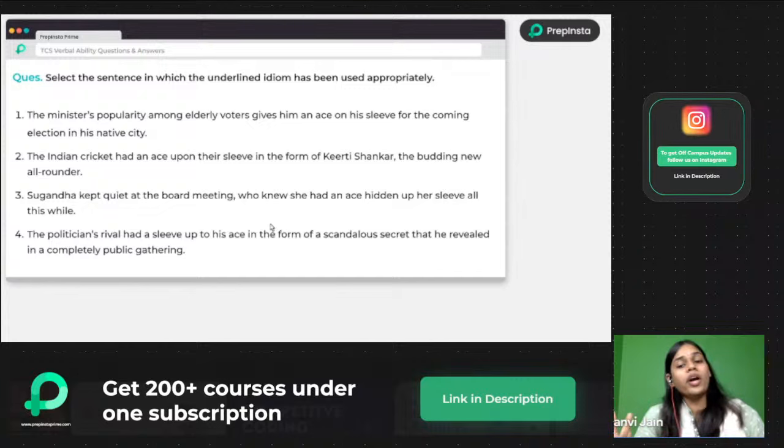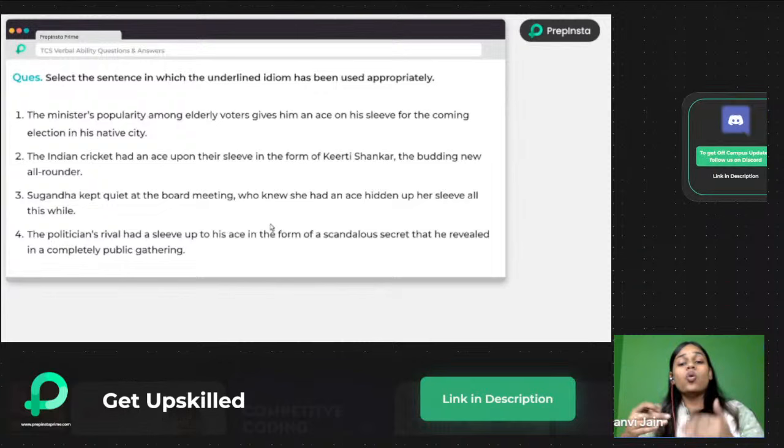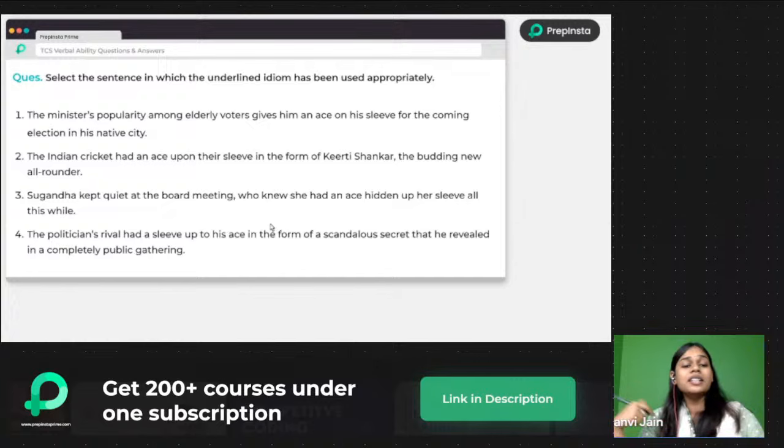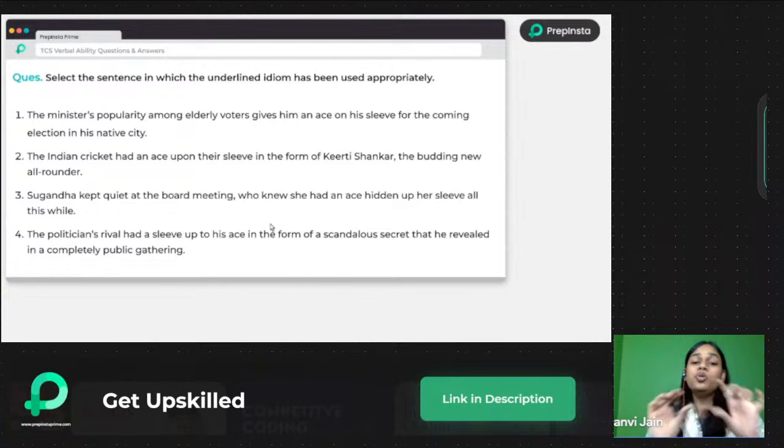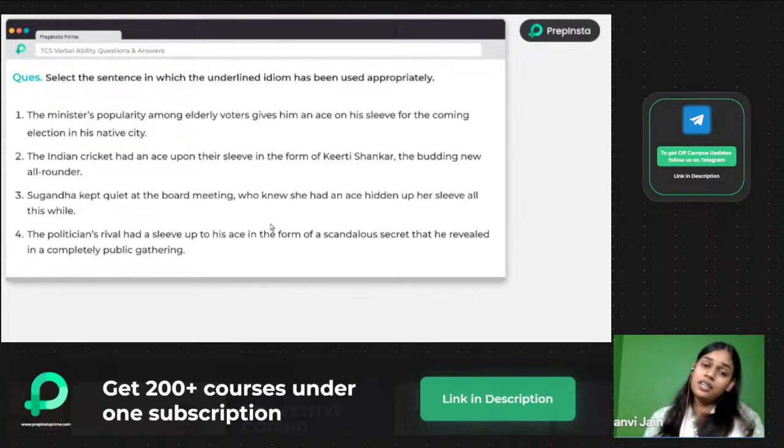And the ace cannot be hidden up your sleeve. It is only upon your sleeve. So again, the idiom has been incorrectly used over here. Lastly, the politician's rival had a sleeve up to his ace. Again, the idiom usage is completely incorrect over here. When it says sleeve up to his ace, it is completely incorrect. So we're not going to use that sentence.